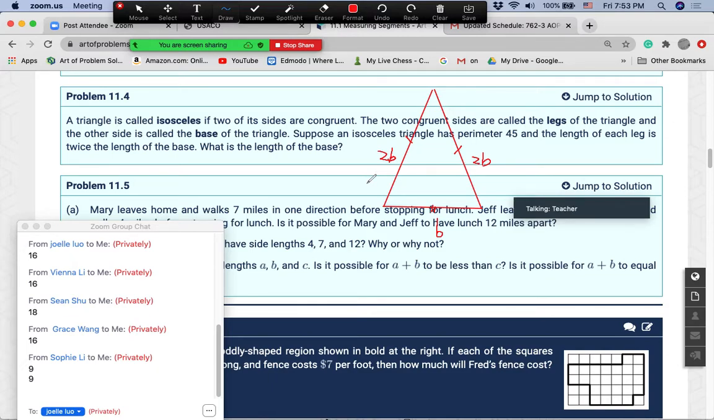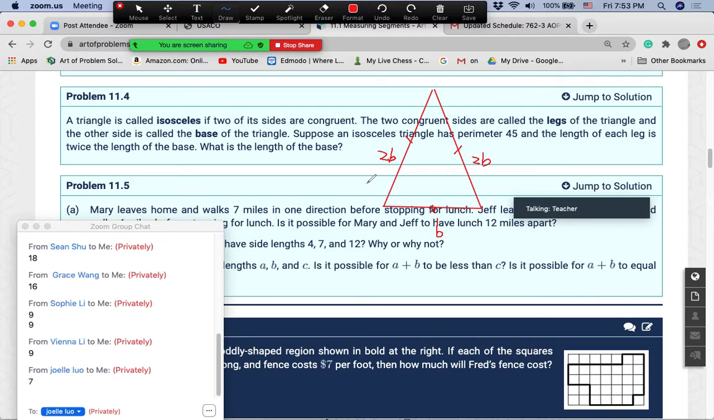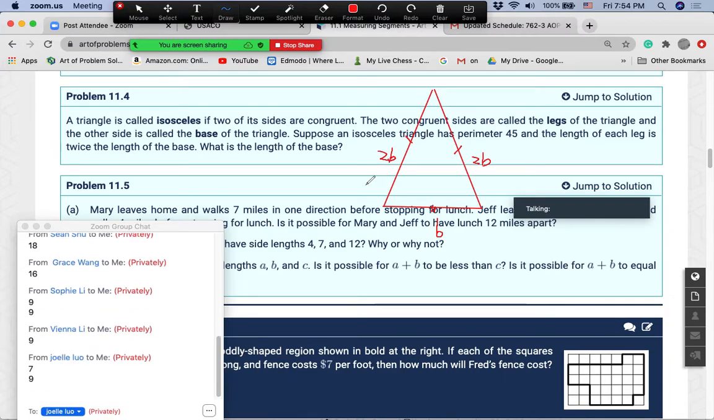Okay, Sophie got it correct. Who else? See, they give you the perimeter equals 45. Then they said the leg is twice the base. You know, this is an isosceles triangle. These two legs are equal. Julia, you're very close. Okay, now your answer is correct. Vienna got it correct too.